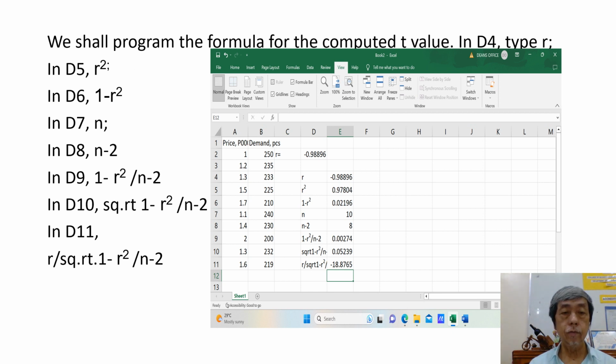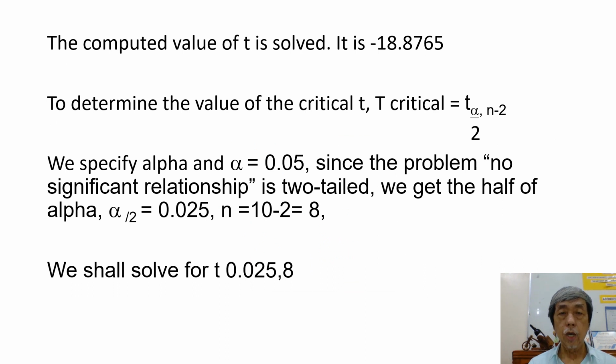In D11, R slash square root of 1 minus R squared slash n minus 2. The computed value of t is solved. It is negative 18.8765. To determine the value of the critical t, we need to specify our alpha, and we assume it to be 0.05.